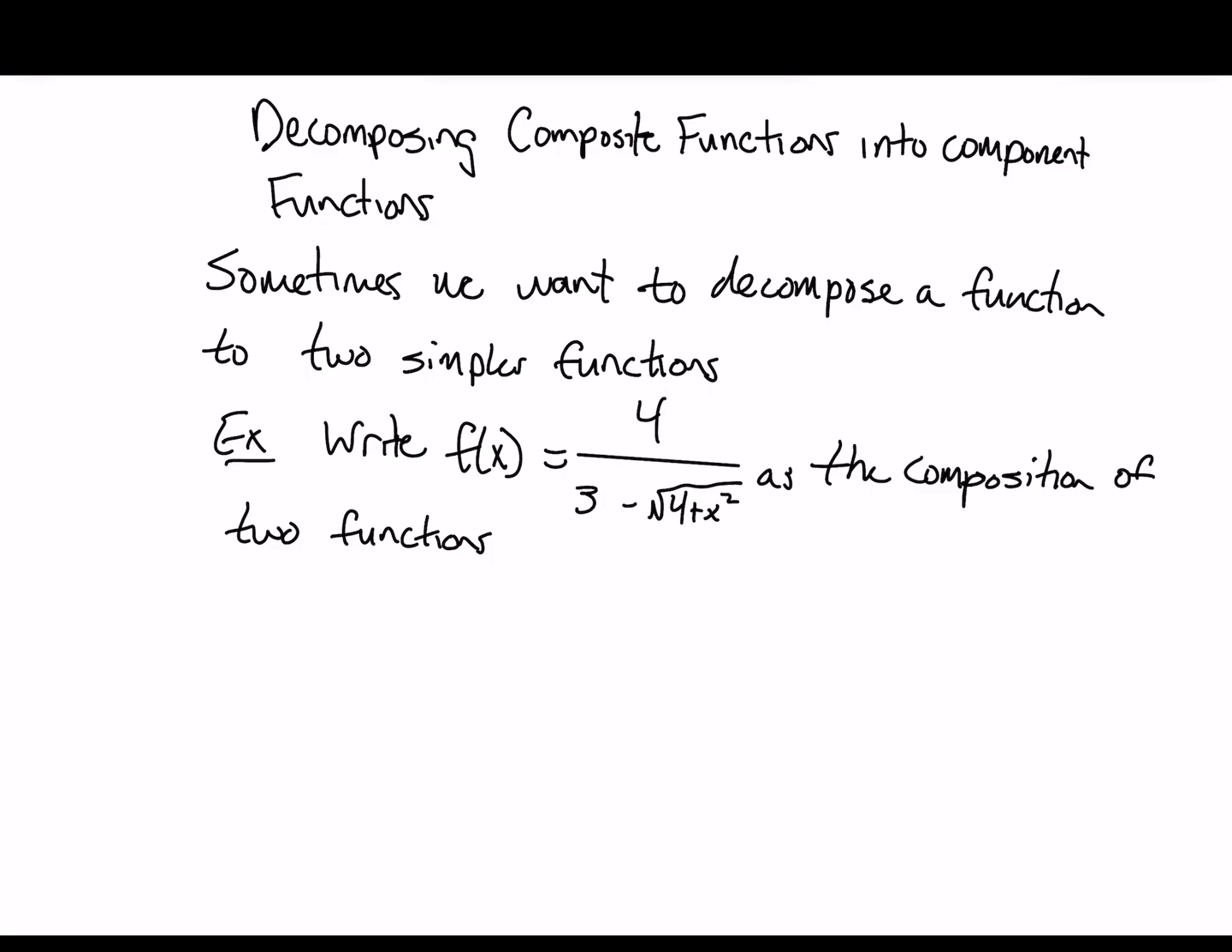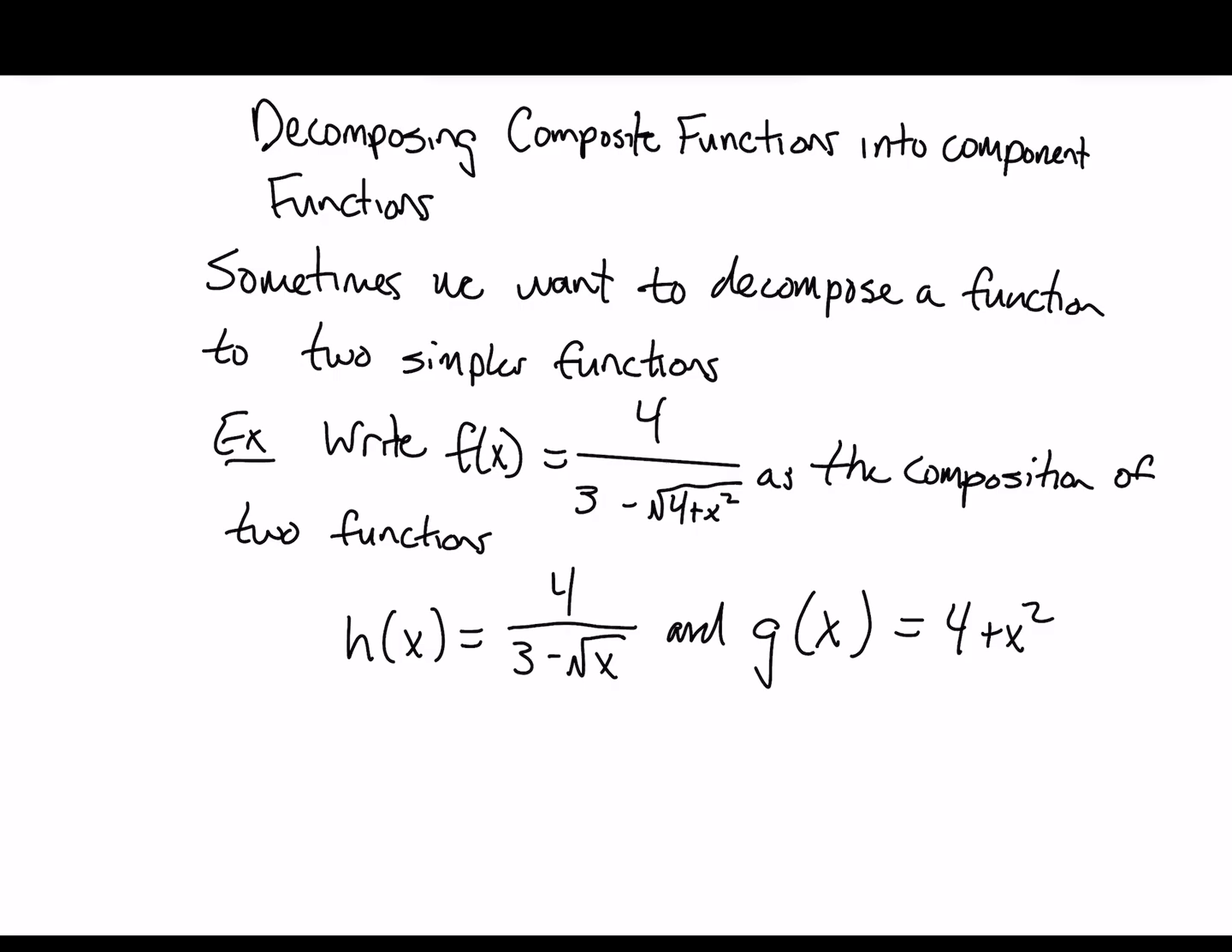Now what we want to do is we want to look inside of this function to see if there is something in that formula that we could decompose. We want to see a function inside of a function. Well, in this one we have 4 over 3 minus the square root of some stuff, 4 plus x squared. So that's a function inside of the function. So what we can do is we can say that h of x is equal to 4 over 3 minus the square root of x, and g of x is equal to 4 plus x squared.